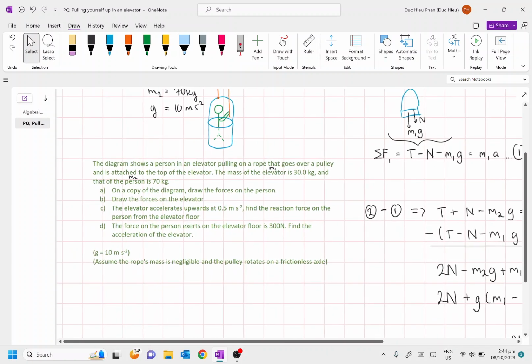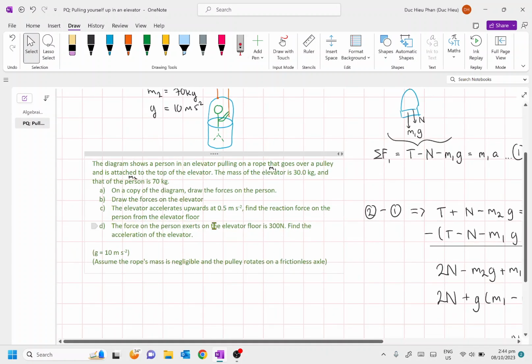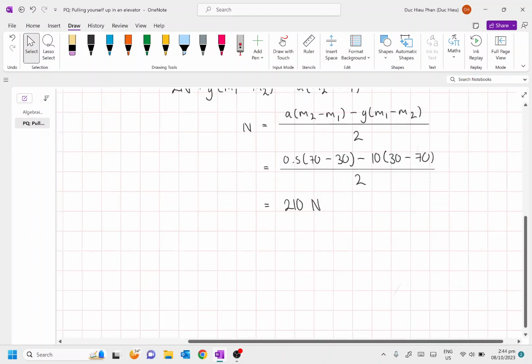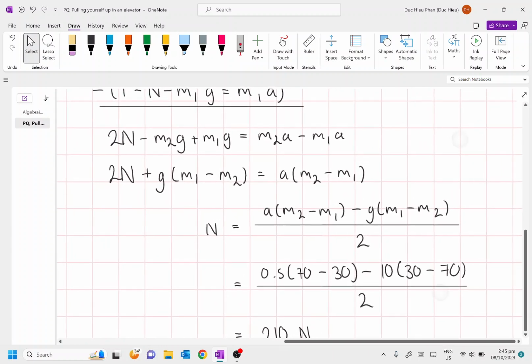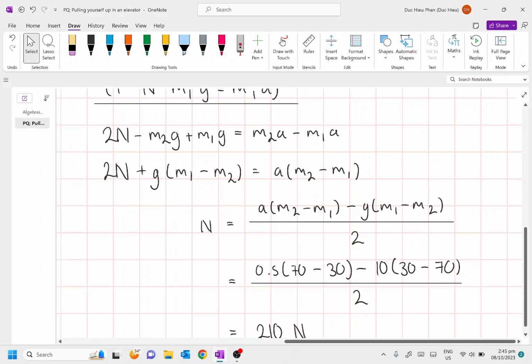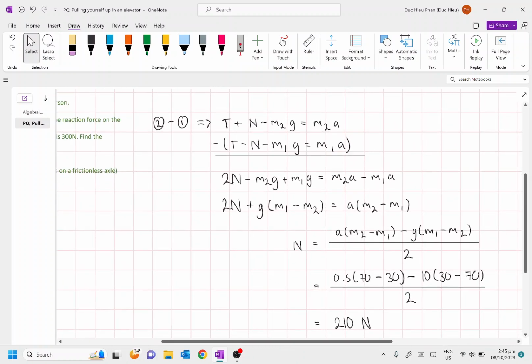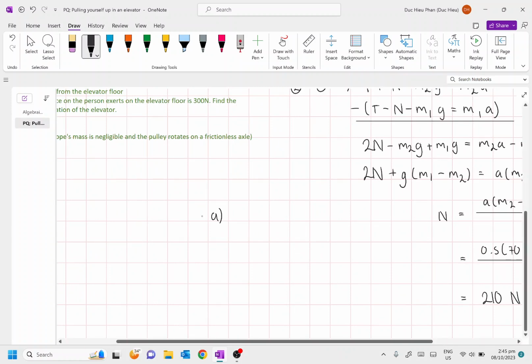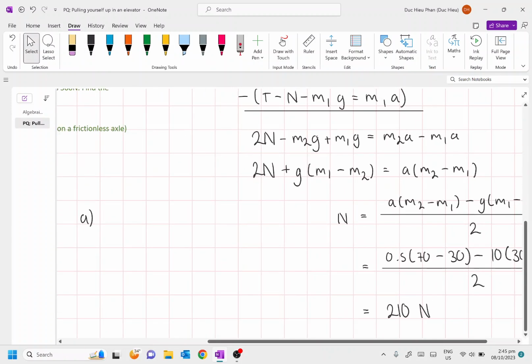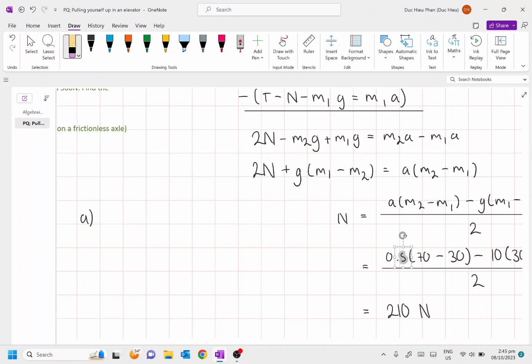All right, moving on to question D. The force the person exerts on the elevator is 300 newtons. Find the acceleration of the elevator. All right. So rather than having n on the left side, we want to have a on the left side. So we're going to do it over here. I'm going to write a, and we're going to use the same equation over here, just rearrange it a little bit.